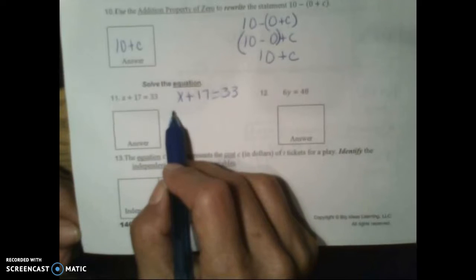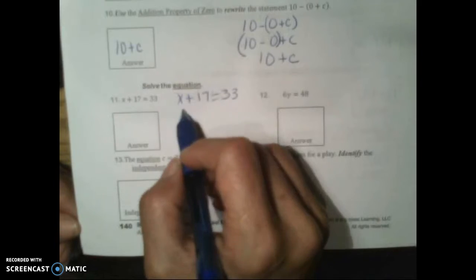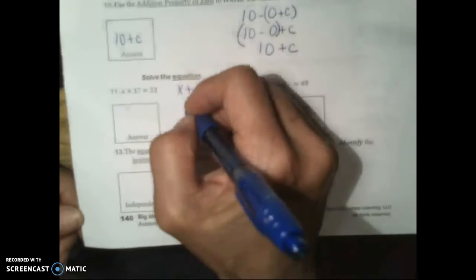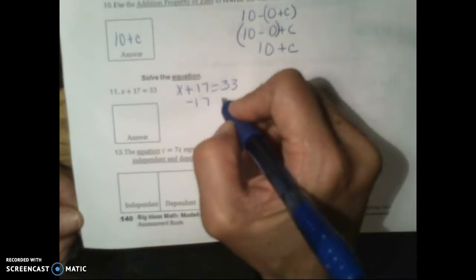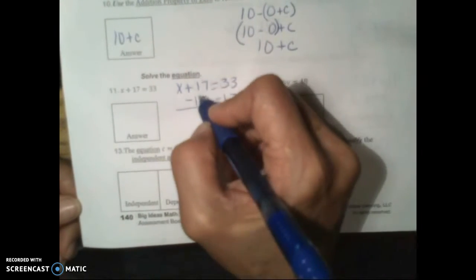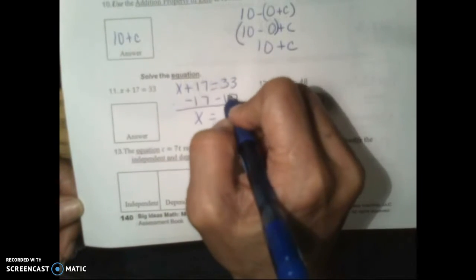Okay, if I want to get x alone, you always want to work with the side where the variable is. So I'm going to work on this side of the equation. In order to get x by itself, if I have 17, I need to take away 17 to get to 0. What you do to one side, you do to the other. Now, 17 minus 17 is 0, so x stays by itself, and 33 minus 17 is 16. So my x equals 16.